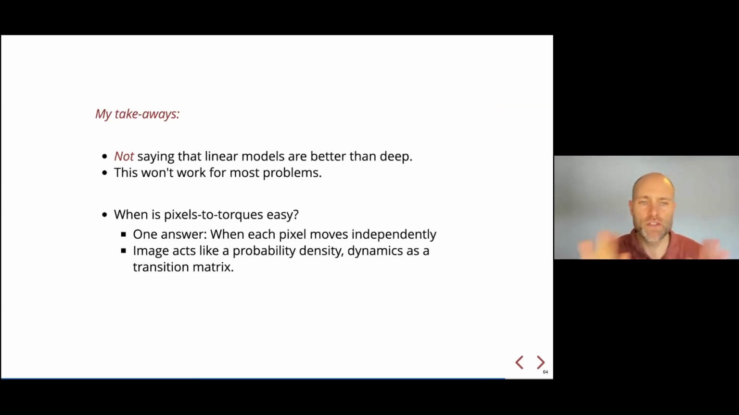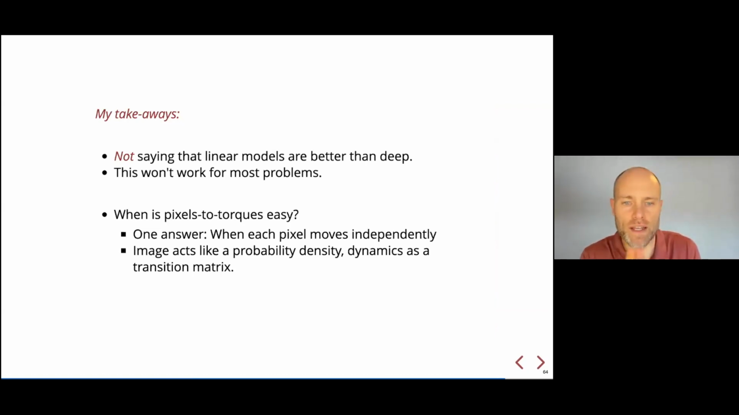Okay, so let me just be super clear. I am not saying that linear models are better than deep models. This will not work for most problems. What I'm trying to say is that there is an interesting sort of corner case in the space of visual feedback problems where pixels to torque actually does get sort of easy again.